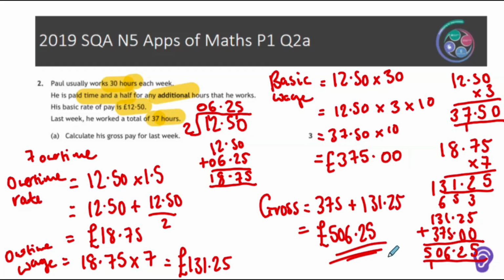And your marks for this question come from working out the basic pay, so that £375, showing you know how to work out his overtime pay, and then your final answer for that there. So it's worth showing everything, every single step that you're taking, always showing every sum that you're doing.